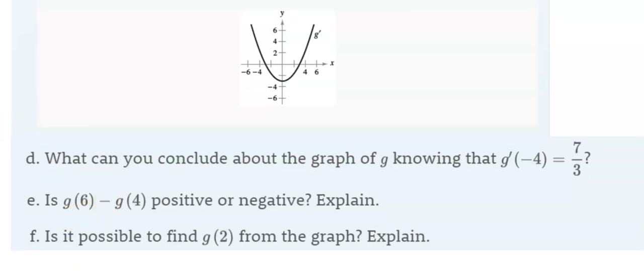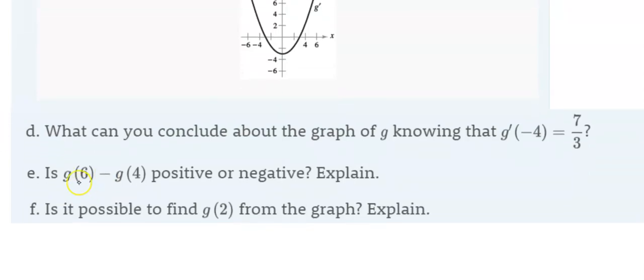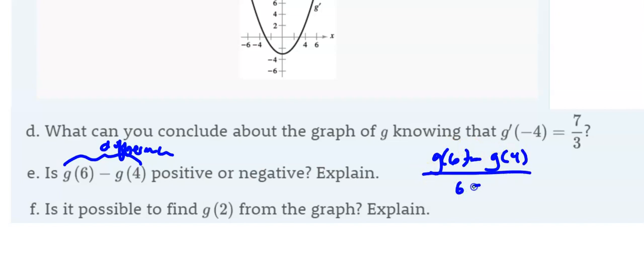Is G of 6 minus G of 4 positive? Okay, so this is called a difference. In calculus, I like to think of quotients, so a difference quotient. Just bear with me here. G of 6 minus G of 4 over 6 minus 4 is a secant line. G of 6 minus G of 4, we have no idea, but we get it over positive 2, so we get some number over positive 2. This is the slope of the secant.